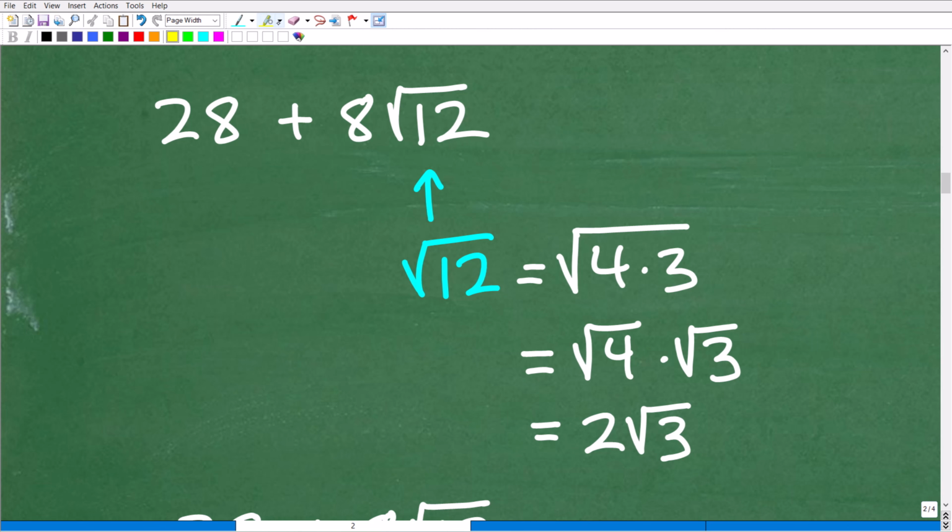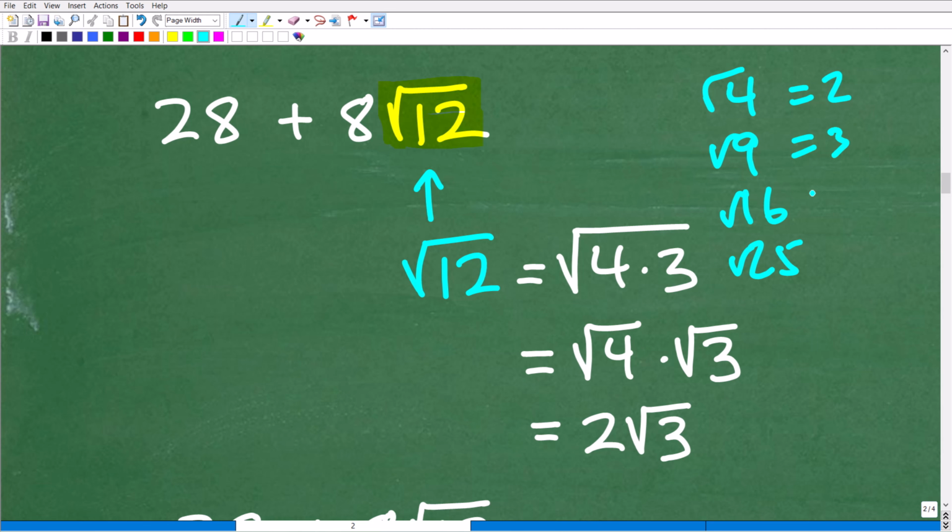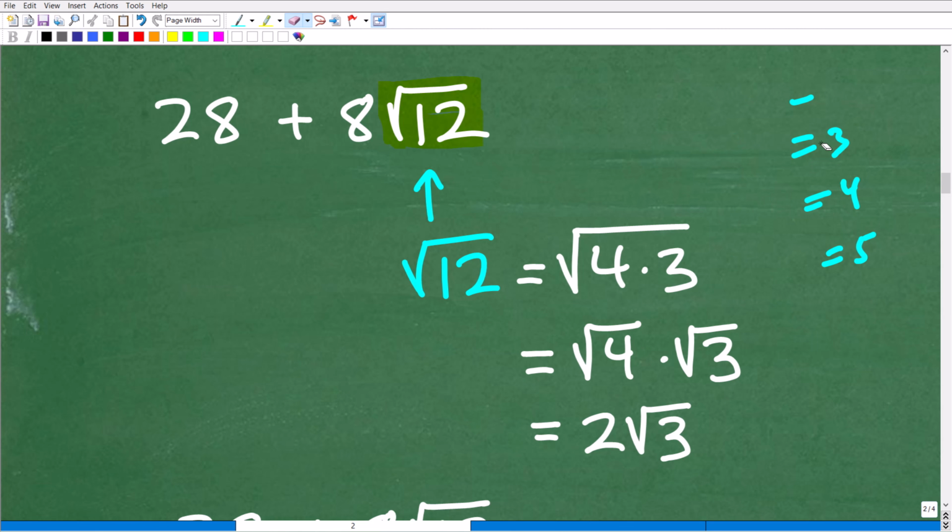So what we want to do is look at this square root of 12 and ask ourselves, are there any perfect squares in here? Now, what are perfect square factors? Well, these would be numbers like 4, 9, 16, 25, etc. Because when I take the square root of these numbers, I get these lovely nice whole numbers like 2, 3, 4, 5, etc. So you want to be looking for perfect square factors.